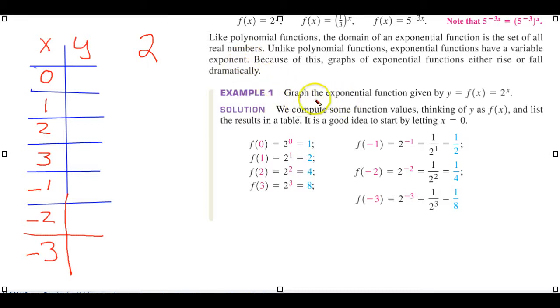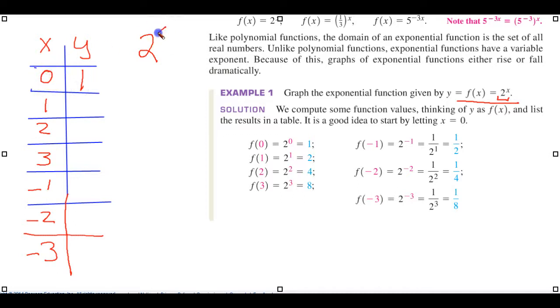So here we're going to graph the exponential function where x is our exponent and 2 is our base. So we could put it in a little t-chart, but remember, these are our exponents. So 2 to the 0 power is 1.